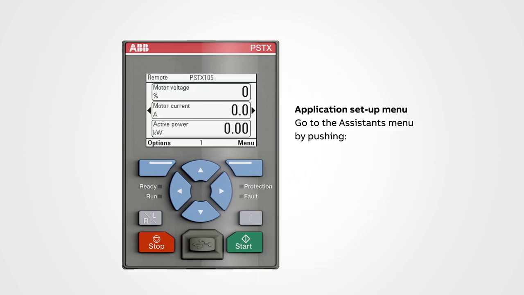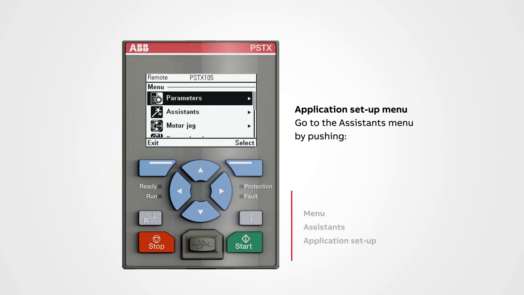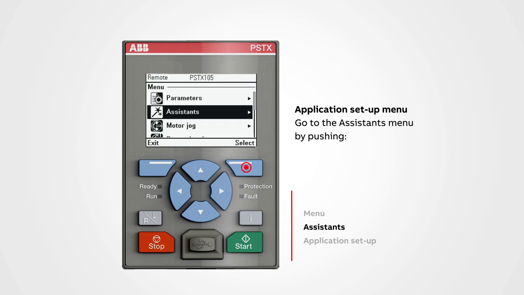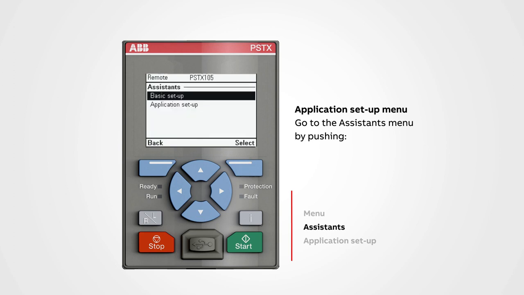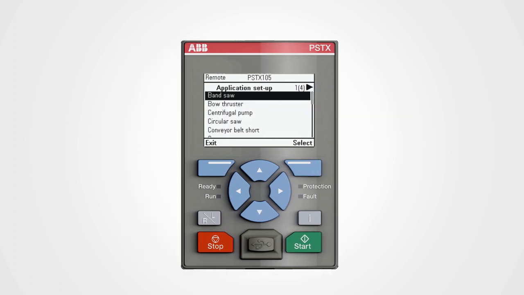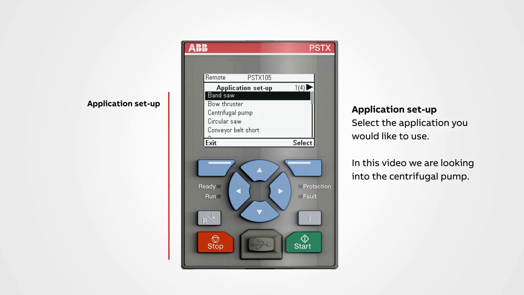Application setup. Go to the Assistance menu by pushing the menu button. Navigate to Assistance, then push Select. Go to Application Setup, and then push Select to enter the menu. Select the application you would like to use. In this video, we are looking into a centrifugal pump. Navigate to the centrifugal pump and push Select.